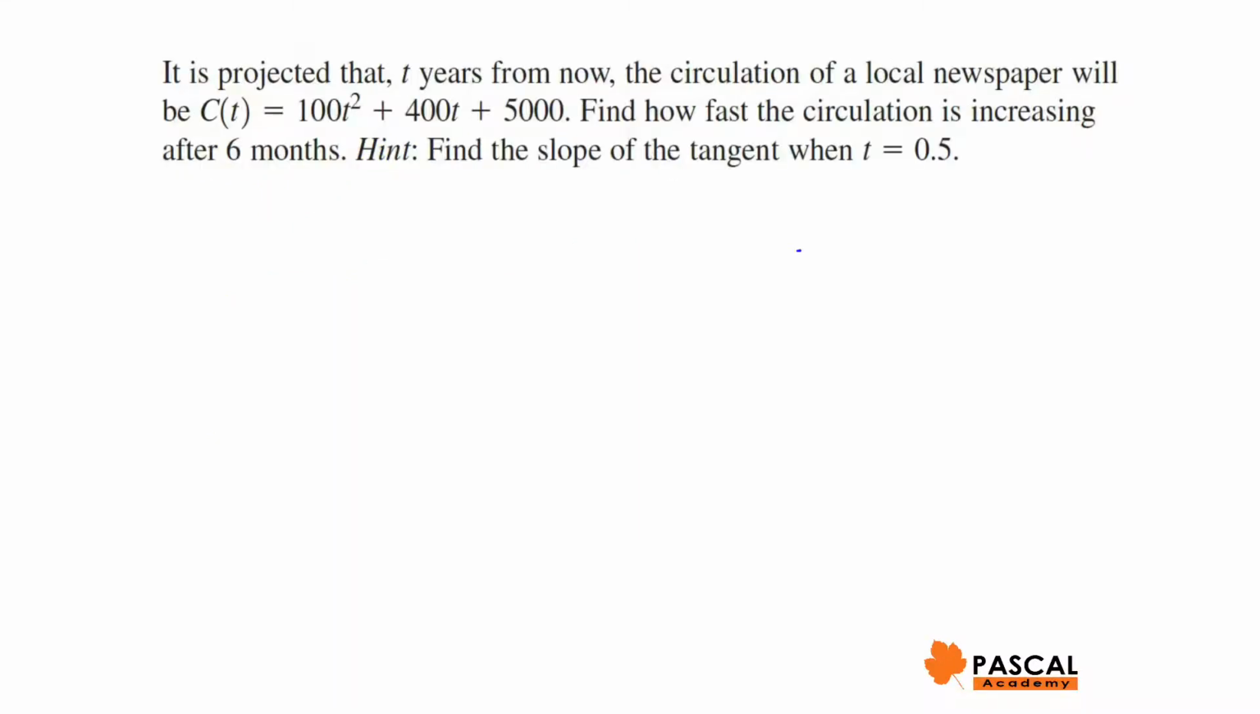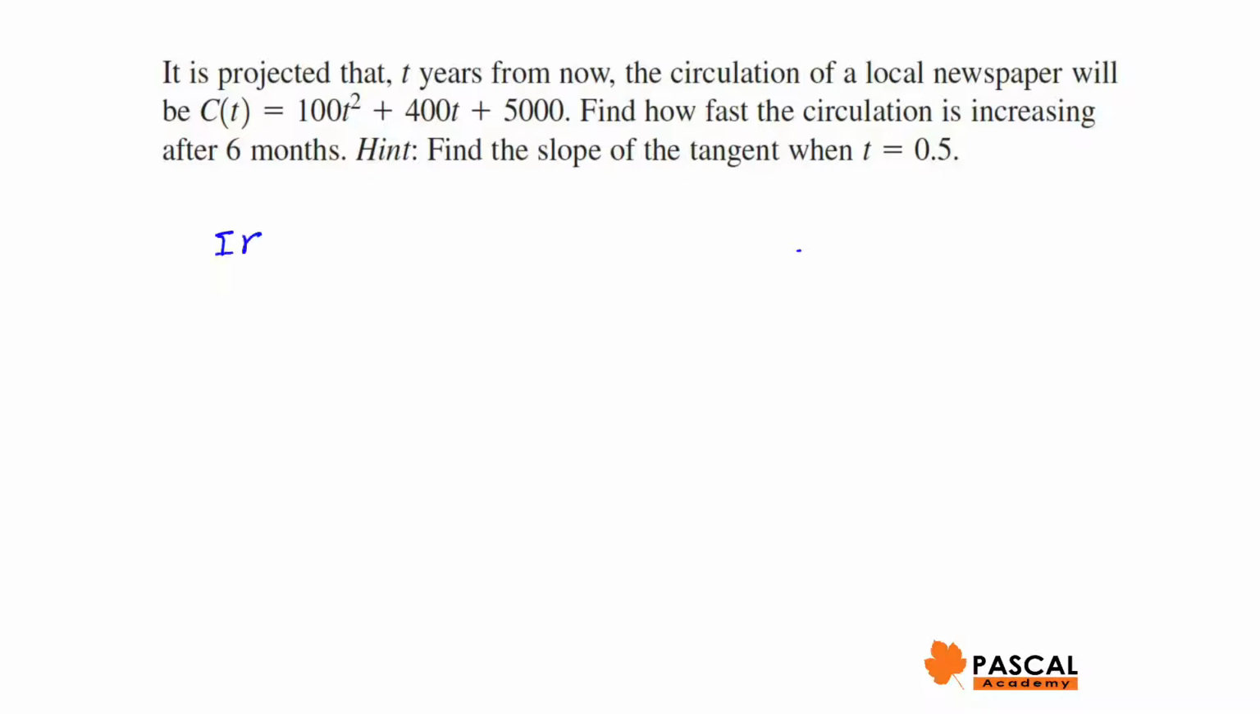Question number 20. It is projected that 10 years from now, the circulation of a local newspaper will be C(t) equals 100t squared plus 400t plus 5,000. Find how fast the circulation is increasing after 6 months. We are looking for the rate of change of the circulation function with respect to time.